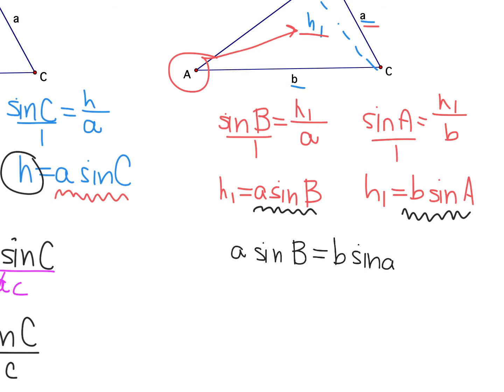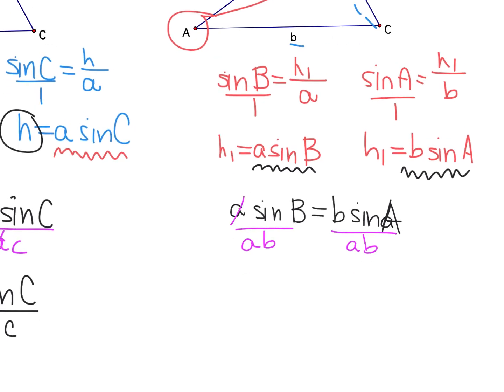I would like to get rid of the little a and little b. Sorry, this should be a capital A. So I want to get rid of little a by dividing it from both sides, and little b by dividing it from both sides. And what happens here is my a's drop out, and over here my b's drop out. So what I'm left with is sine of B over little b equals the sine of angle A over little a.